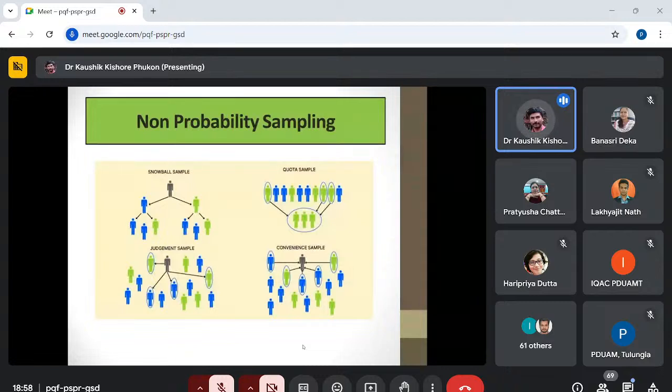So the picture itself describes it. Convenience sampling: select the sample that is readily available as per your convenience. Judgment sampling: forget about your convenience. You apply your judgment on where you have to go for the required objects. You have to move, you have to leave your convenience. You have to go out of your convenience. So that's all.